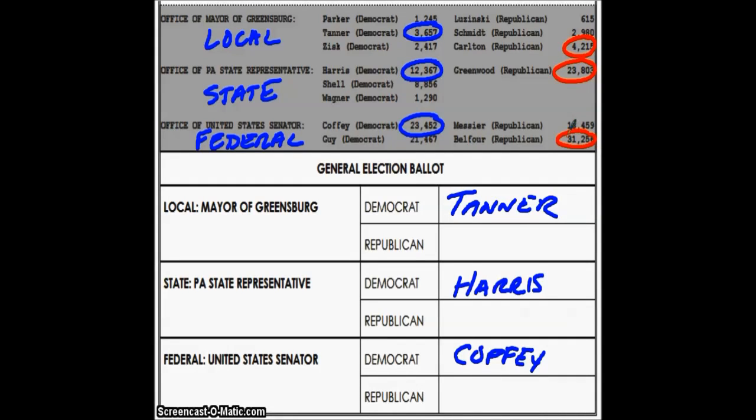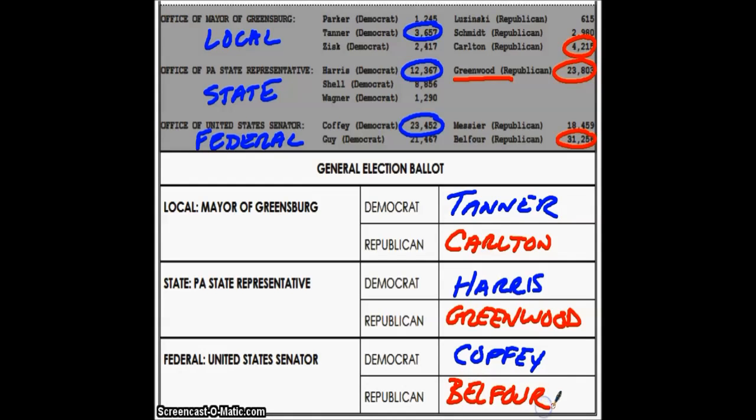So for the Republicans, for the mayor of Greensburg, the candidate will be Carlton. For the office of Pennsylvania State Representative, we see that Greenwood runs unchallenged, and that often is the case whenever an incumbent is running. An incumbent is somebody who already holds the office, and oftentimes they are not challenged from within their own party. And so Greenwood runs unopposed, and then Balfour would be the candidate the Republicans put up for the office of United States Senator.